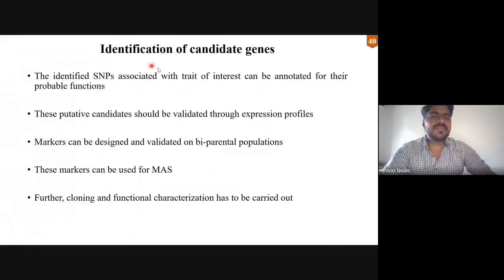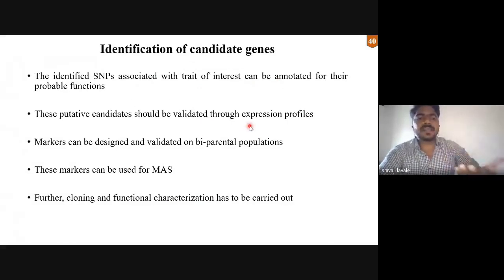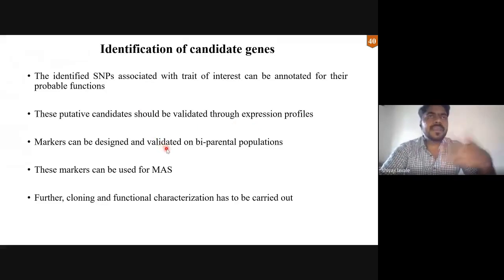We need to go for identification of genes. We can annotate those SNPs and genes, and we need to validate them through expression profiles. We can validate them using a biparental mapping population. We can design the markers using those SNPs, and we can use them directly in marker assisted selection, and further cloning and functional characterization has to be carried out.